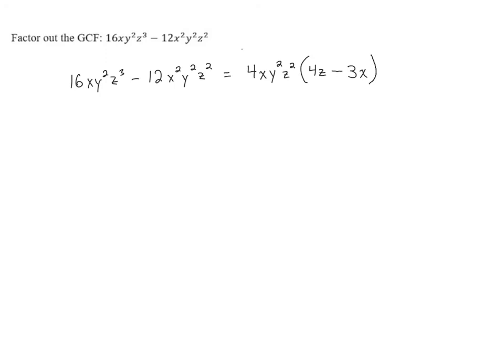And our final answer is going to be 4xy squared z squared times the quantity 4z minus 3x.